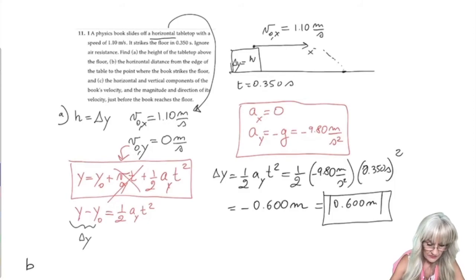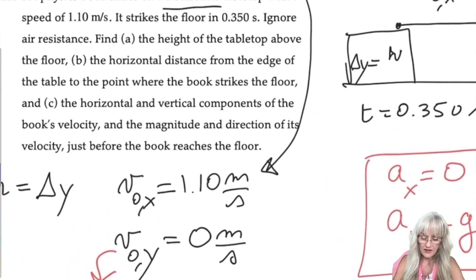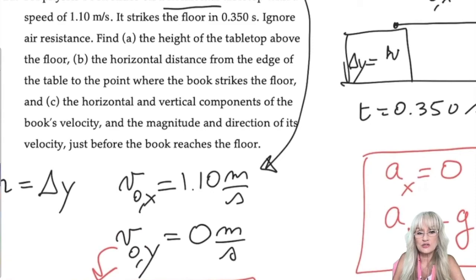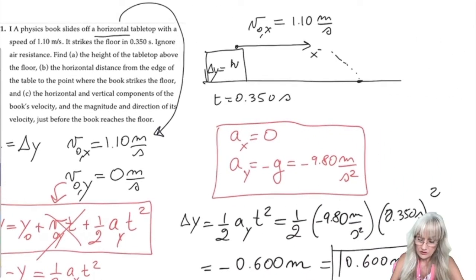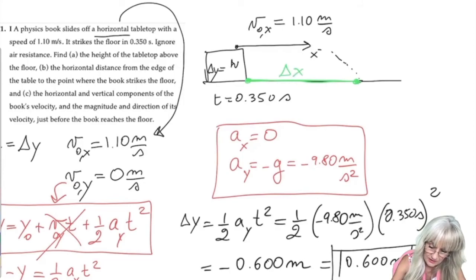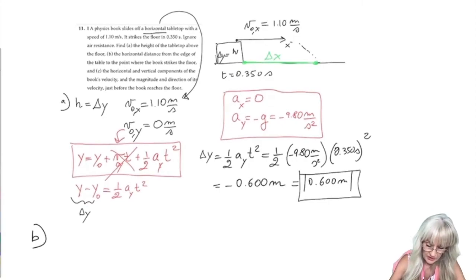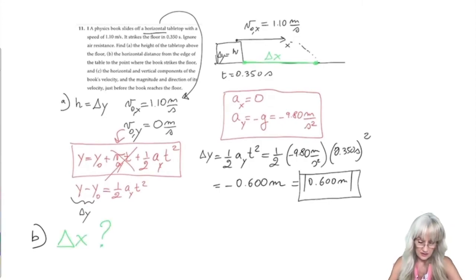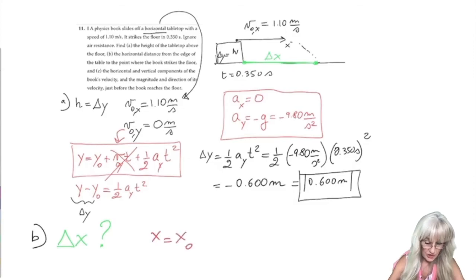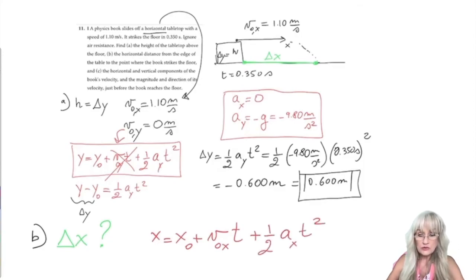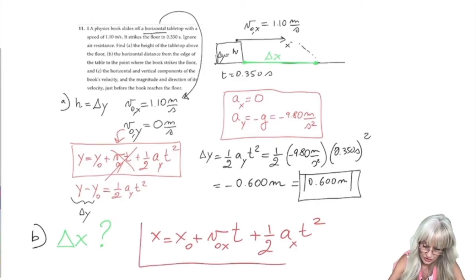In part B, it says that we want to find the horizontal distance from the edge of the table where the book strikes the floor. So the horizontal will be from here to here. Since it is a horizontal displacement, or distance in this case, this is what I want to find. In part B, delta x, your distance, is what we are looking for. You remember from chapter 2 and also chapter 3, this is a very famous equation. I also used it above, but this is written for the x-axis. Do you see? All x-axis in this equation.